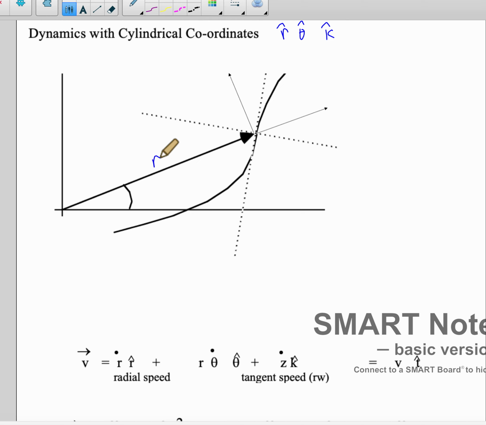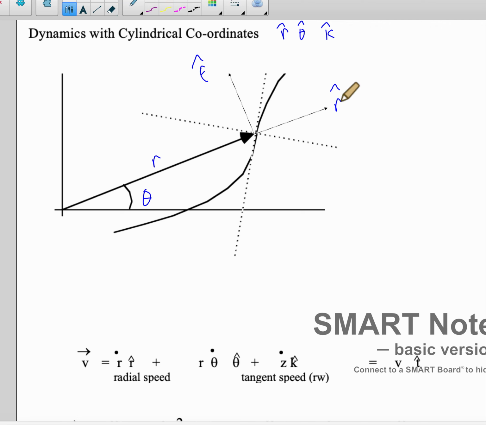R is the distance from the origin. Theta is the angle measured in standard position. R hat is in the direction of increasing r. Theta hat is in the direction of increasing theta. Just draw those with a ruler.